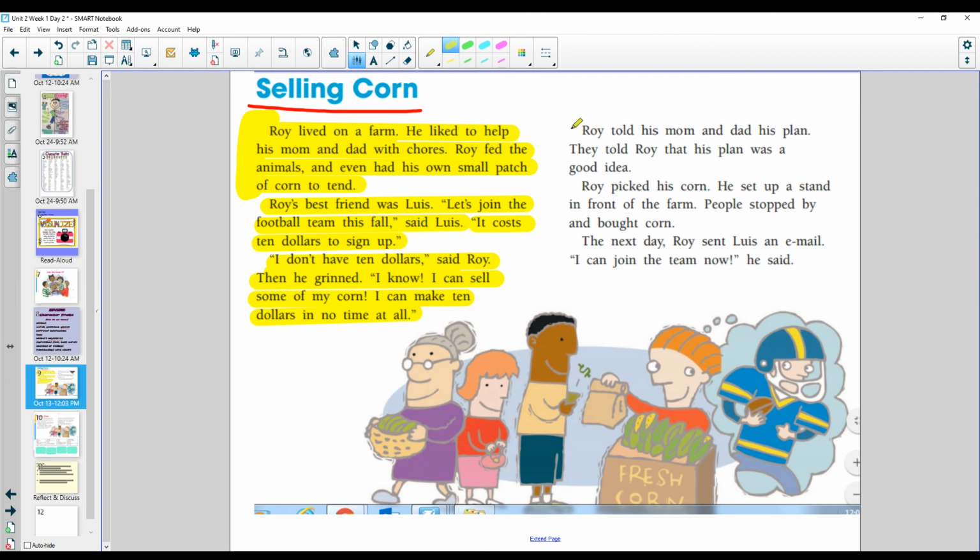I can tell this is a new paragraph because the author indented. Roy told his mom and dad his plan. They told Roy that his plan was a good idea.